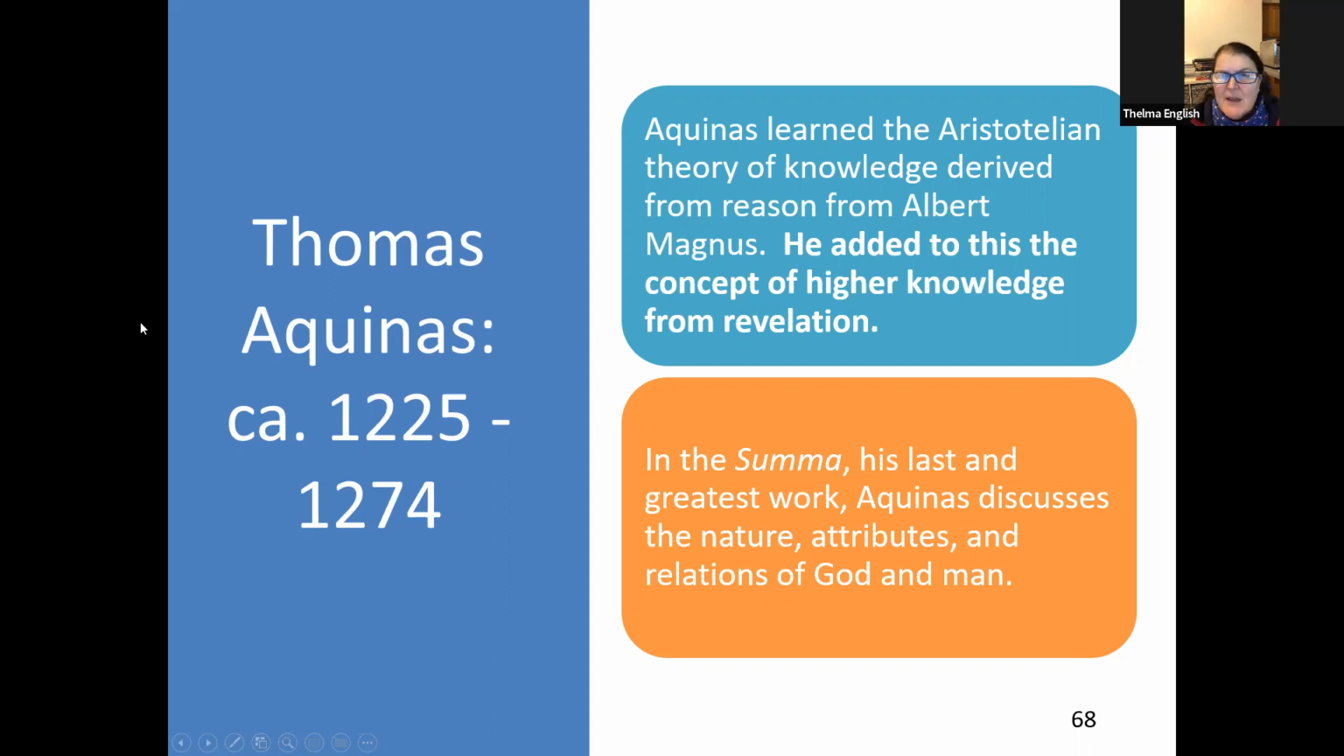Aquinas learned the Aristotelian theory of knowledge derived from reason from Albertus Magnus. He added to this the concept of higher knowledge from revelation. So Aristotelian means having to do with Aristotle. If you take classical lit next year, you'll know about Aristotle, you'll know enough anyway. So he learned this Aristotelian theory from a teacher, Albertus Magnus.